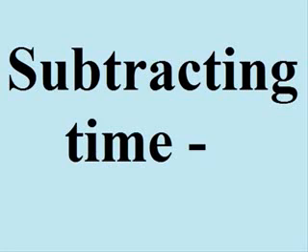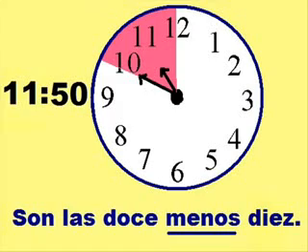You can also tell time by subtracting time. And we do this in English, like it's 10 till 2, or it's 5 till 9. In Spanish, you can do this as well. And the word that you're going to use with this expression is menos. So for example, you can say, son las doce menos diez.